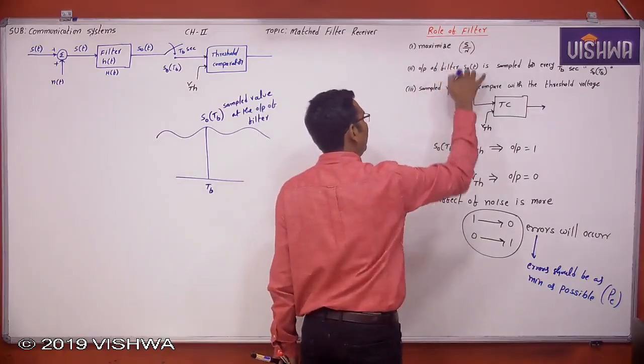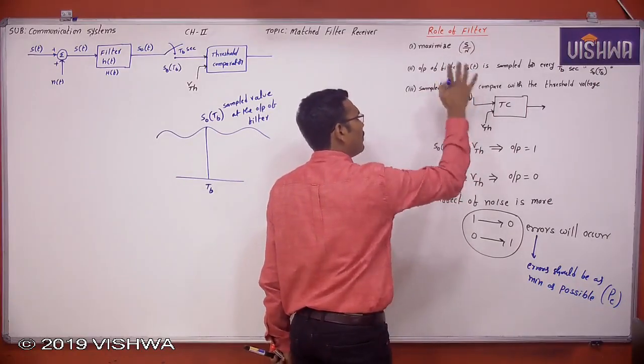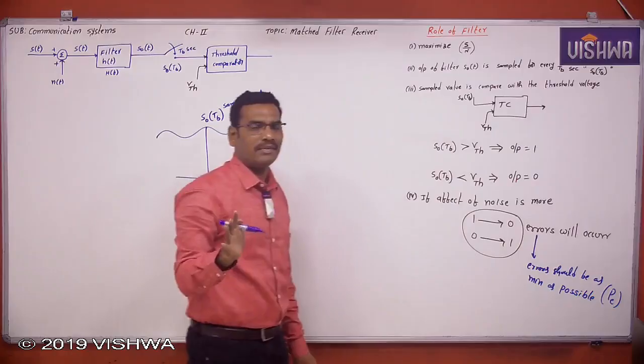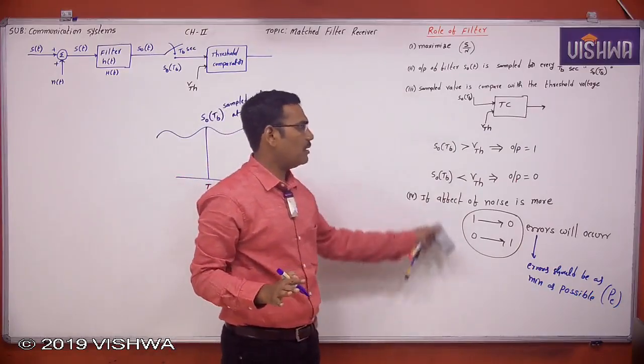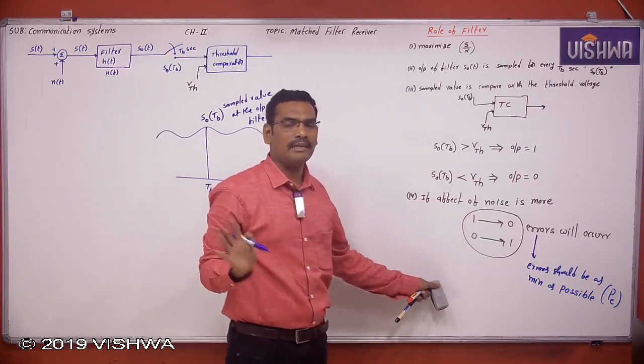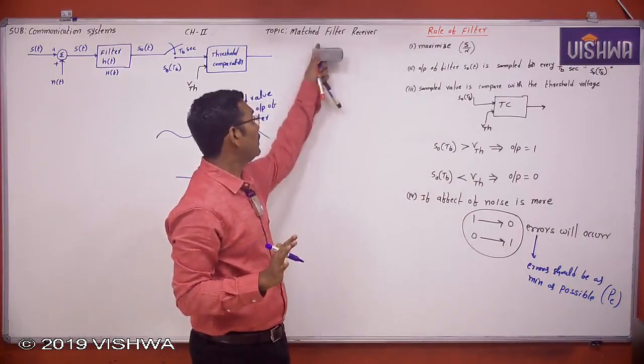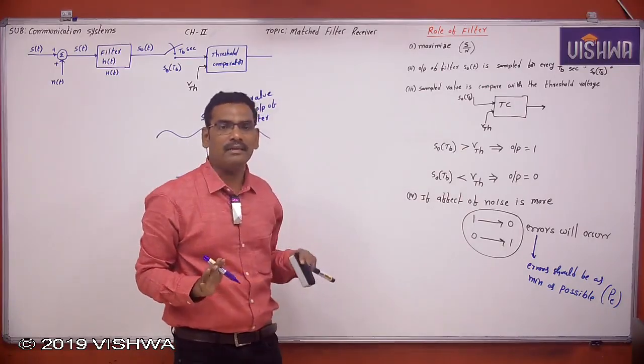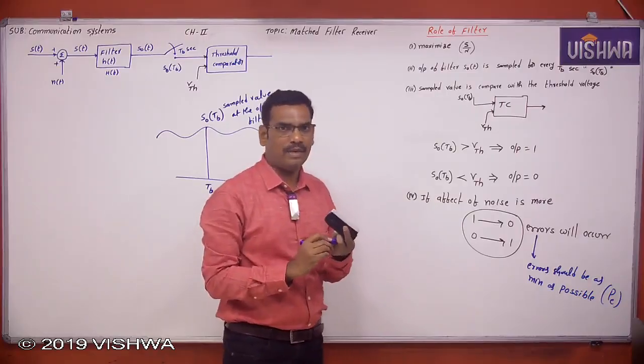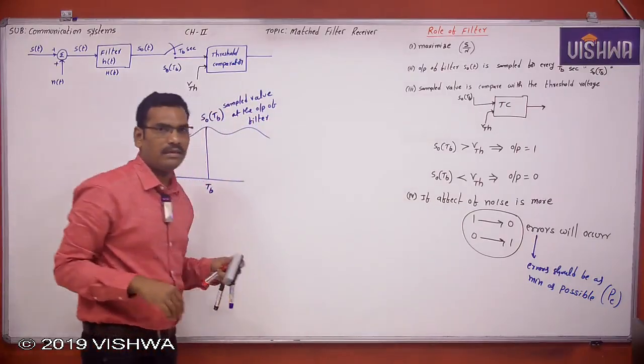What is the use of the filter? Why is the filter used? For what purpose is the filter used in the receiver at the input side? This is the purpose of the filter in the receiver. But why that filter is named a matched filter, we will see with the derivation, with the theory part. Now first you note this.